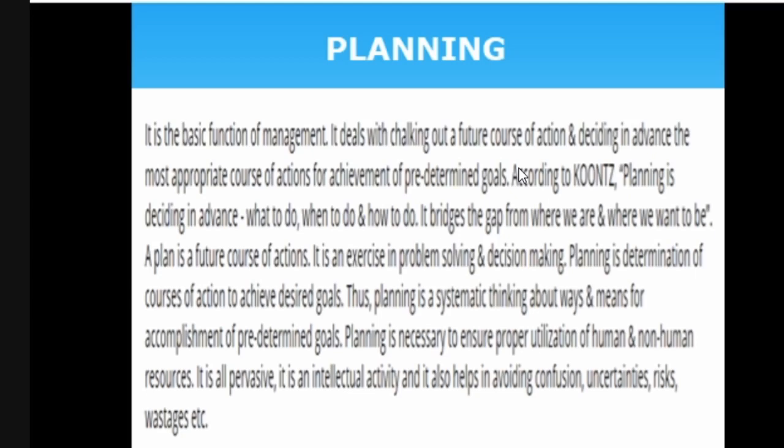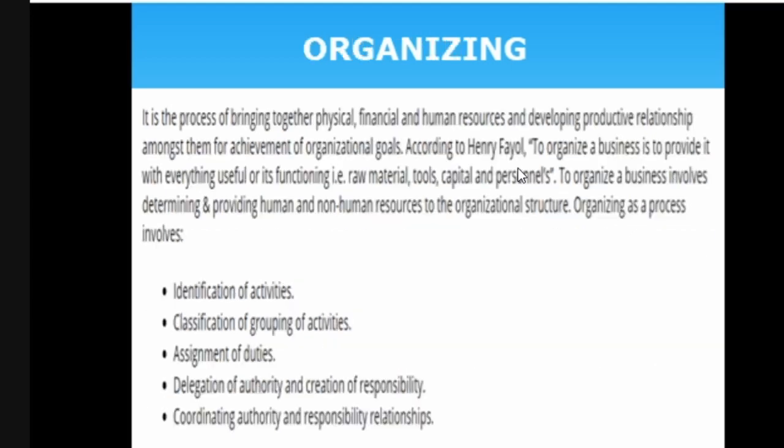So there is a gap between where you are and what you want to be, right? So if you plan well, if you study well, if you understand well, you will definitely become a good librarian, right? So for bridging the gap between where you are and where you want to be, planning is very much essential. Okay, so thus planning is a systematic thinking about ways and means for accomplishing predetermined goals. Okay, so this is all about planning.